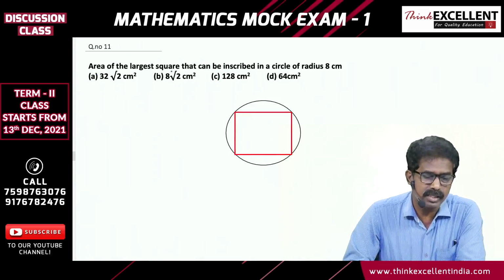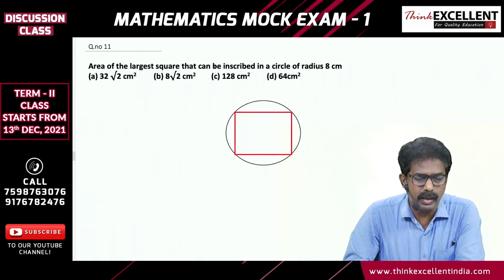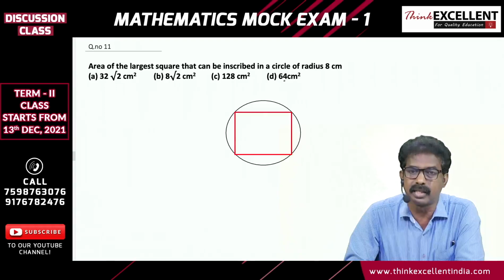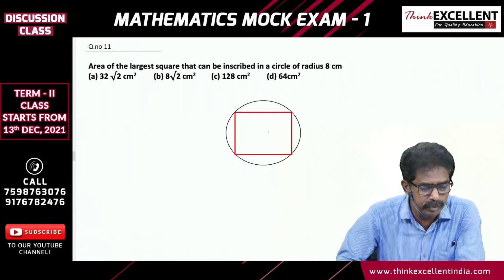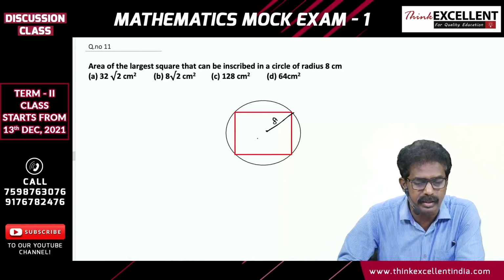Area of the largest square that can be inscribed in a circle of radius 8 centimeter. Here the circle's radius is 8 centimeter, they said. Okay, the radius is 8 centimeter. This is 8 centimeter. If I join, this is the diameter, right?